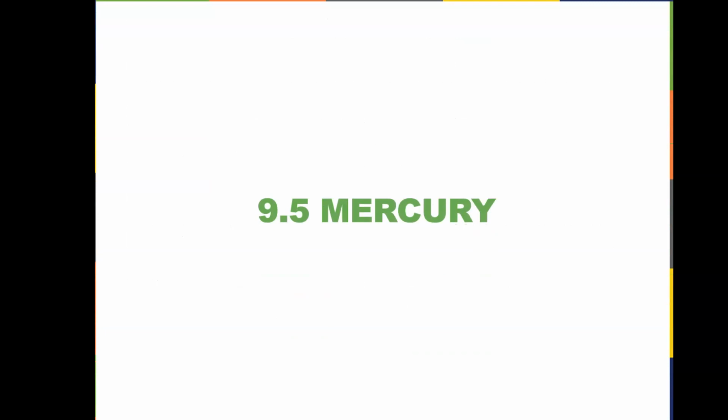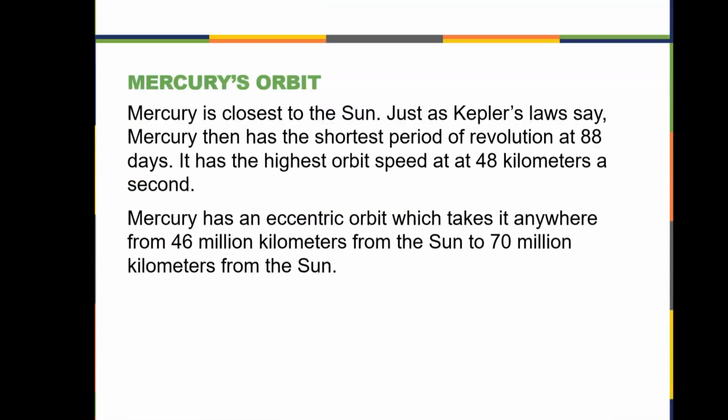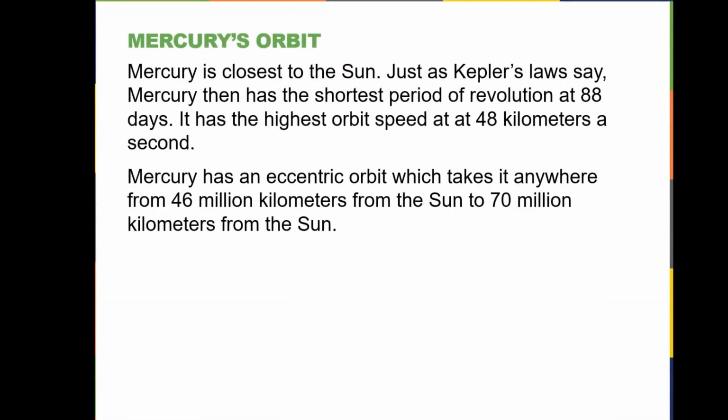Now that we've discussed the moon in more detail, our next section will talk about Mercury. Mercury is the closest planet to the Sun. Just as Kepler's law says, Mercury then has the shortest period of revolution at 88 days. It has the highest orbit speed at 48 kilometers a second. Mercury has an eccentric orbit which takes it anywhere from 46 million kilometers from the Sun to 70 million kilometers from the Sun.